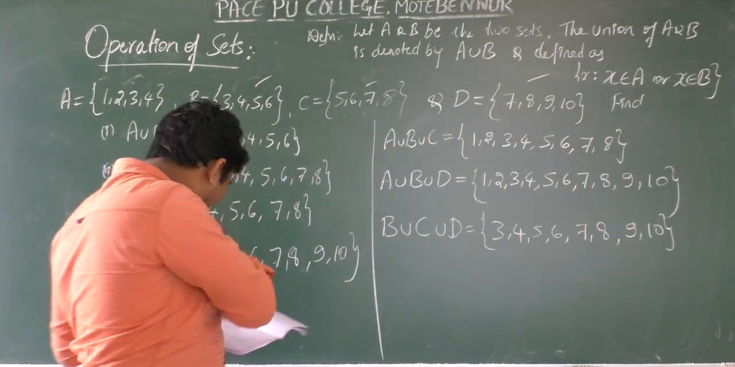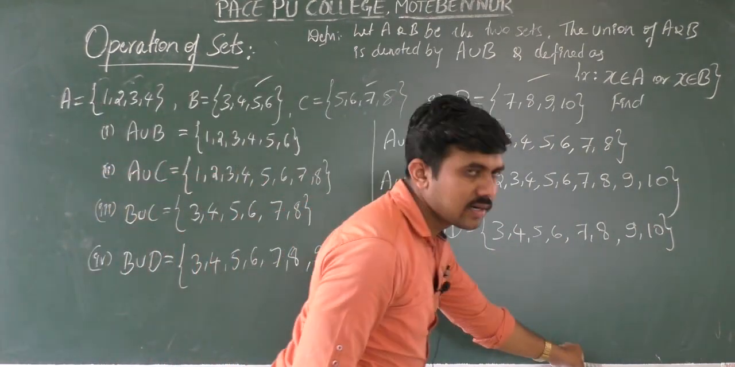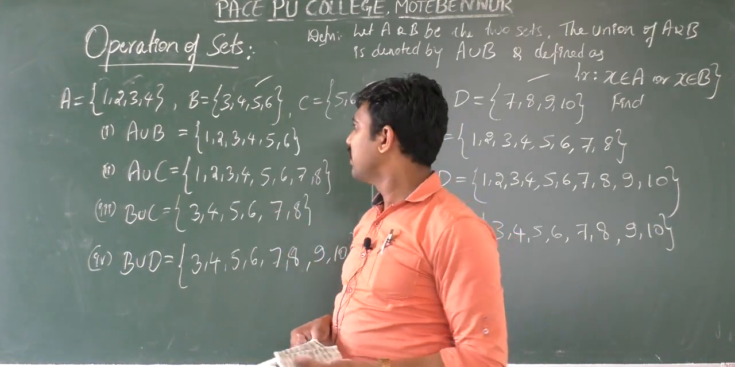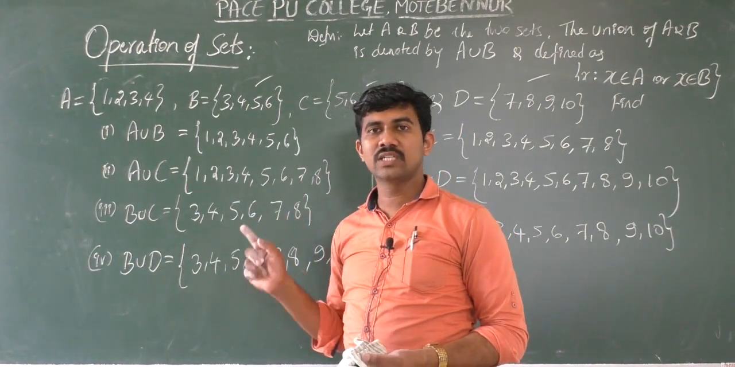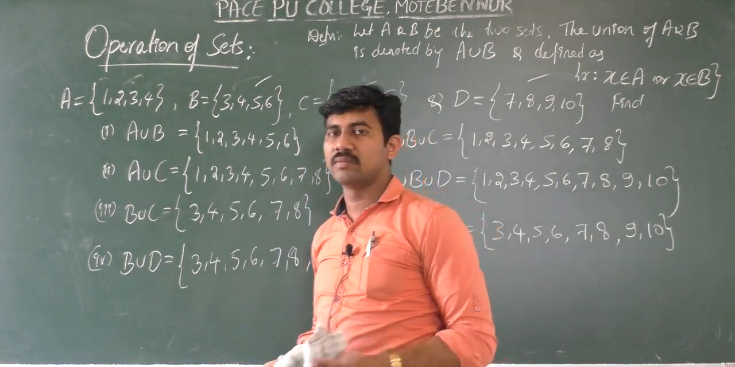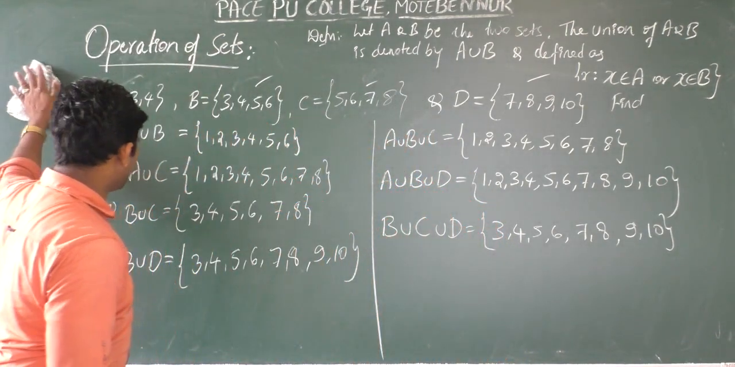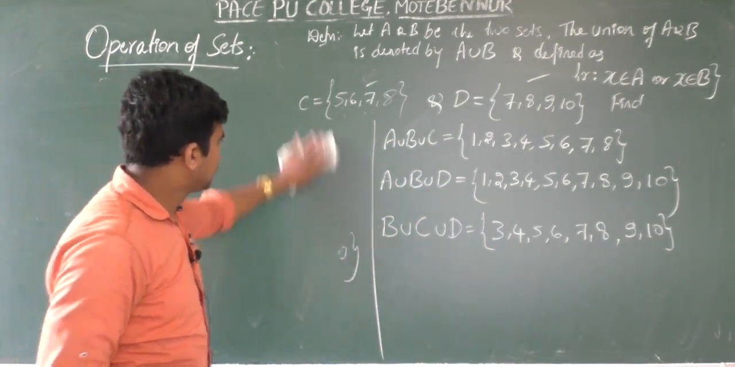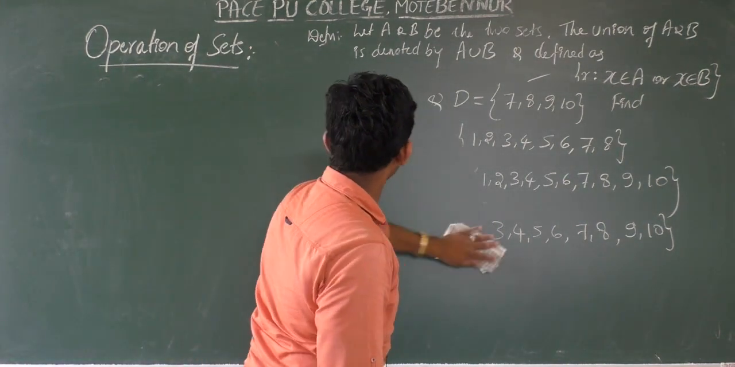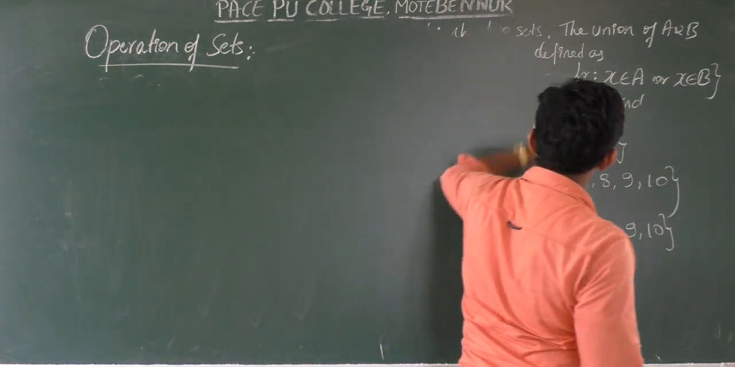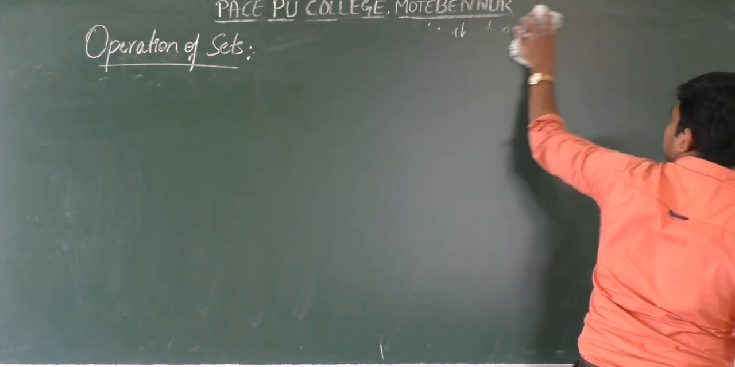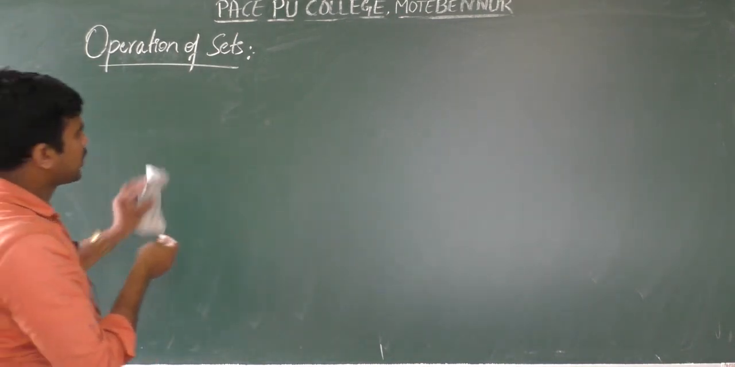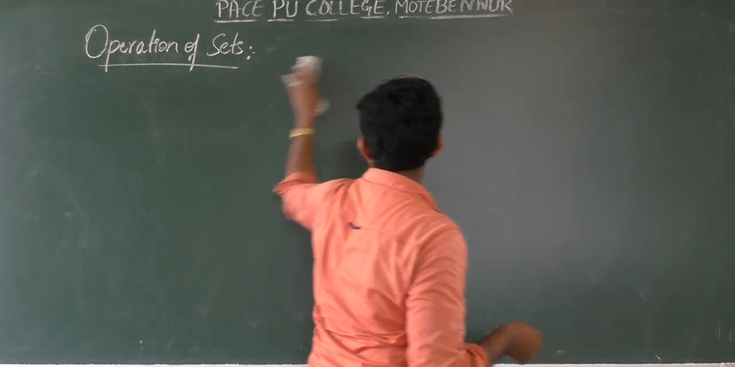So till here we solved the problems on union of sets of your exercise number 1.4. Is it clear? Next we'll move on to another operation. The next operation of sets is very important and similar to this. What is our next operation? Our next operation is intersection of sets.